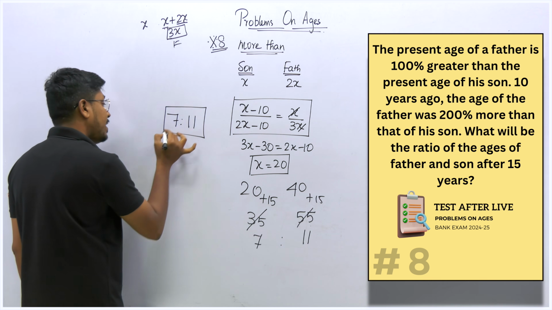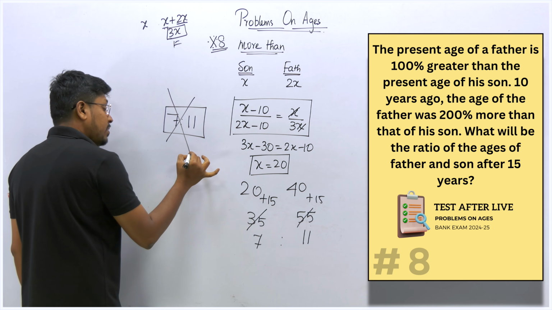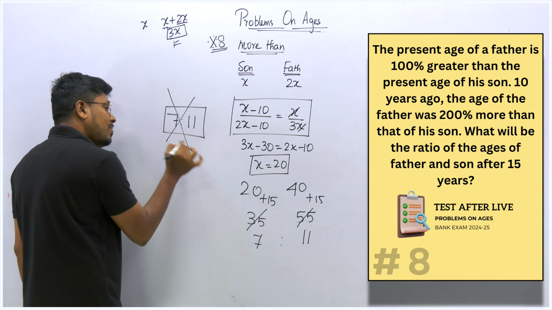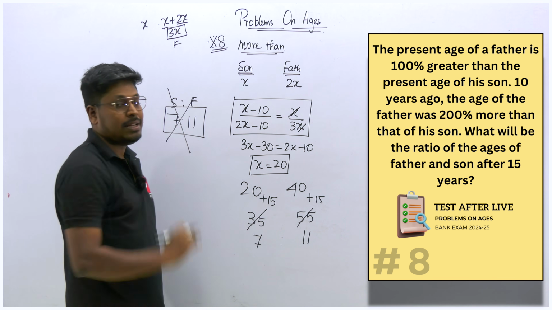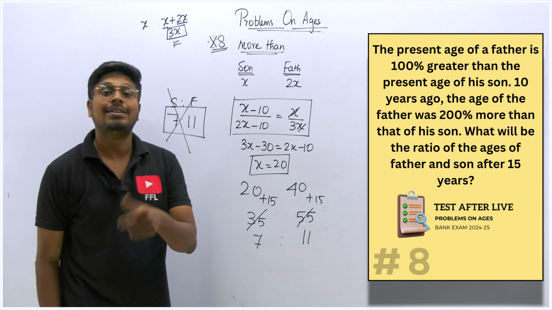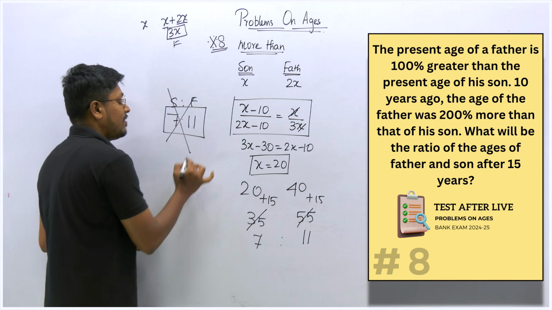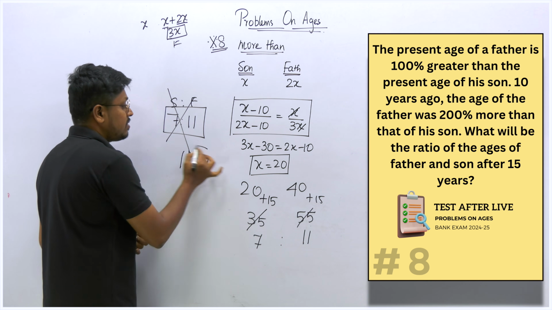Why? Because it is wrong. Just see the question, what they are asking. We have found the ratio for son is to father. But what is the question they are asking? The ratio for father and the son. So the answer is not 7 is to 11. The answer will be 11 is to 7.